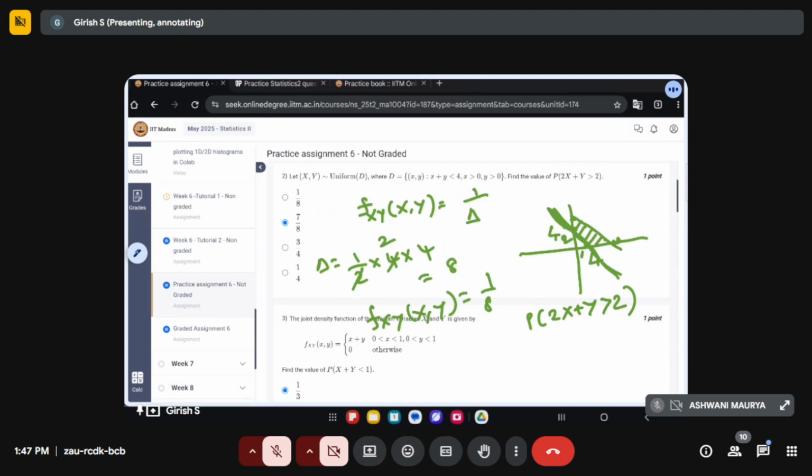So if you look at this area, I wanted to find the total area. We calculated the total area to be what? It's 8. What about the area of this one? It will be half into base into height, right? This area. Am I making sense here? Like this part, small part.